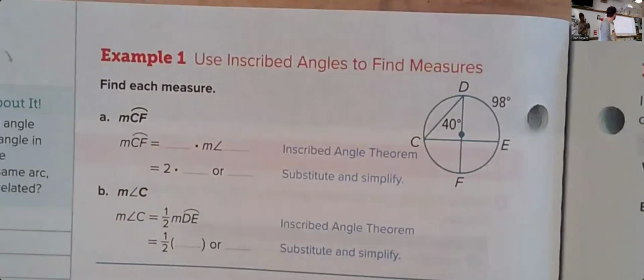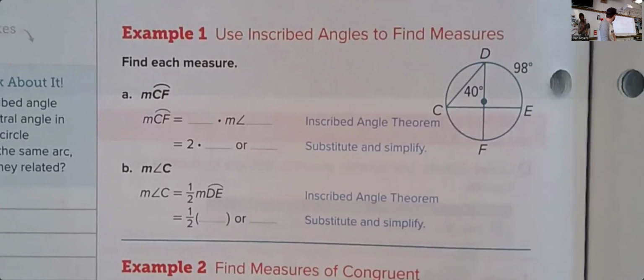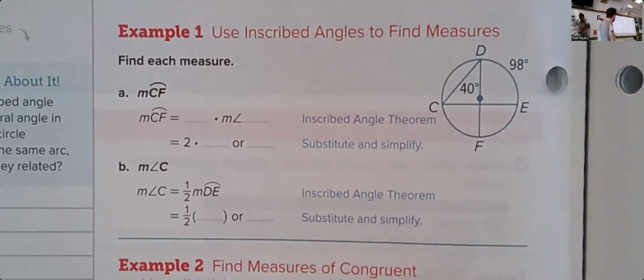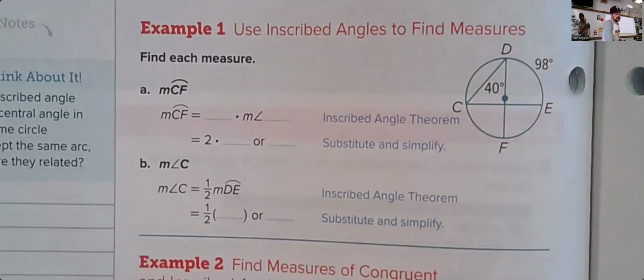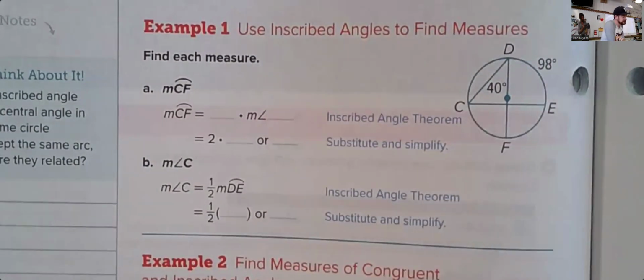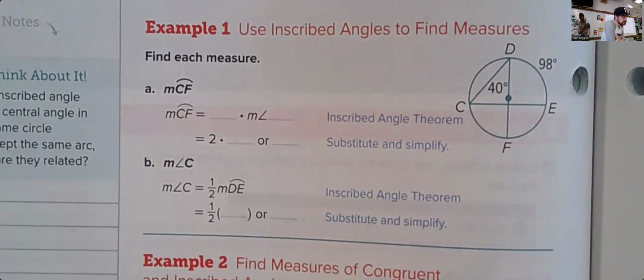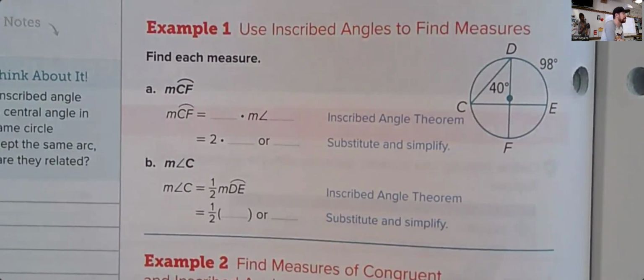Let's keep going. Let's do some math. So, first example here. Measure of arc CF is what we're trying to figure out. And arc CF is right here. It's equal to 2 times the measure of the inscribed angle. So, what angle are we talking about?